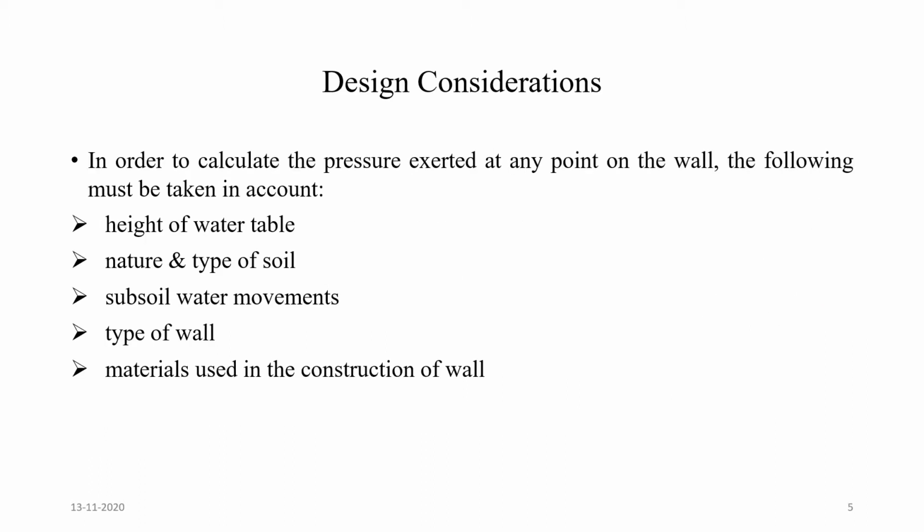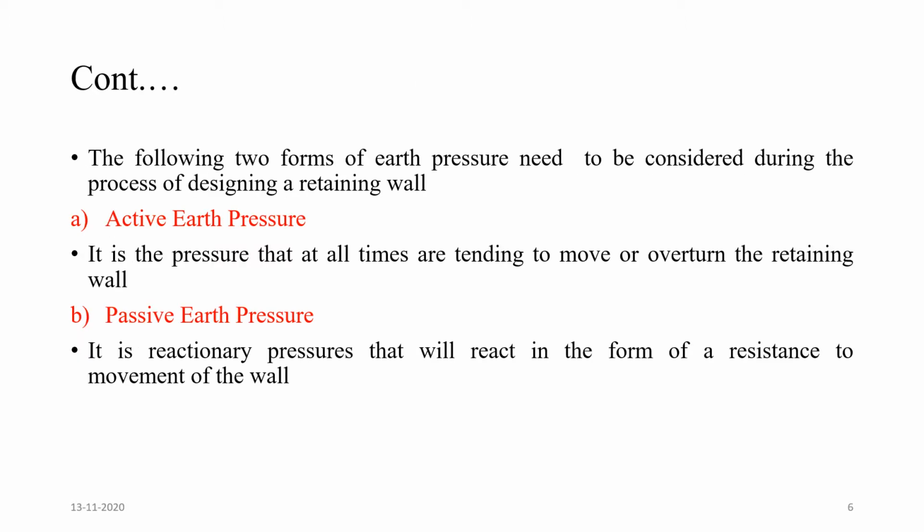Next one, design considerations. In order to calculate the pressure exerted at any point on the wall, the following must be taken into account: height of water table, nature and type of soil, subsoil water movements, type of wall, material used in the construction of wall.